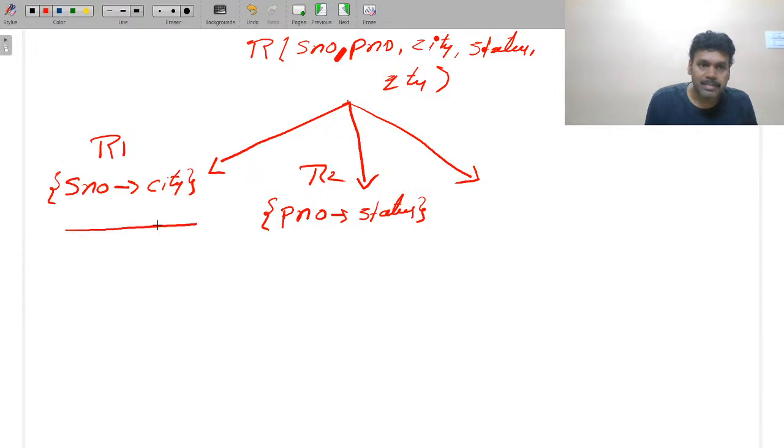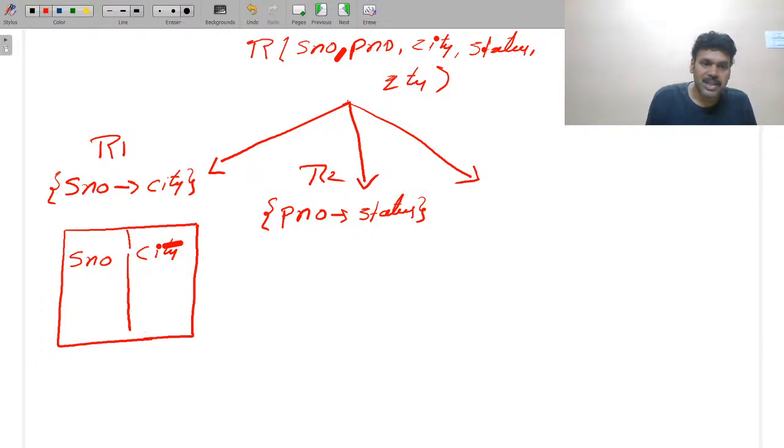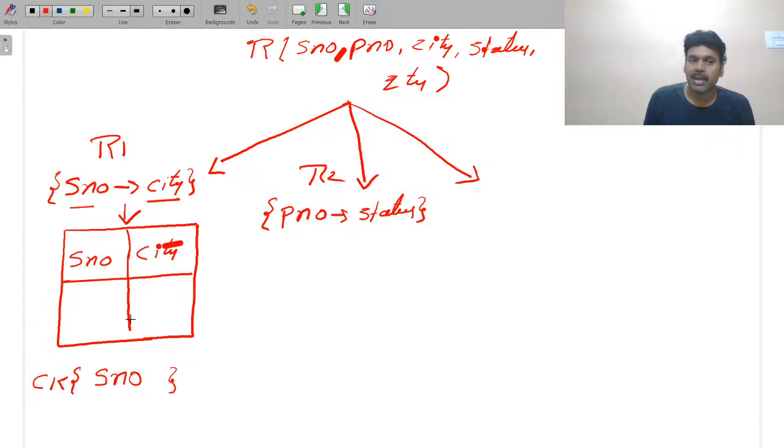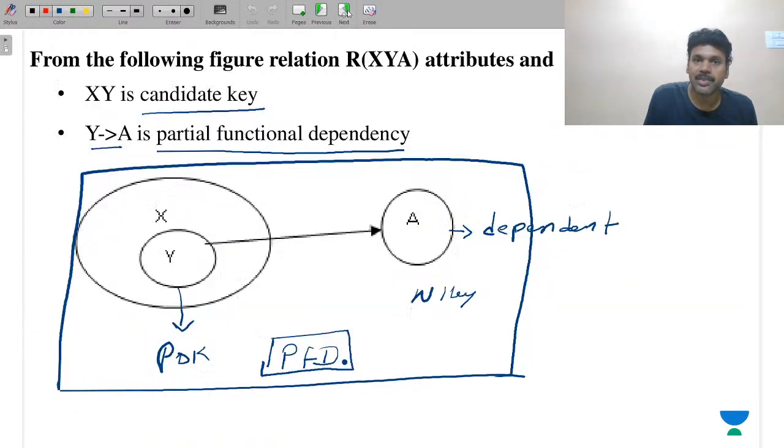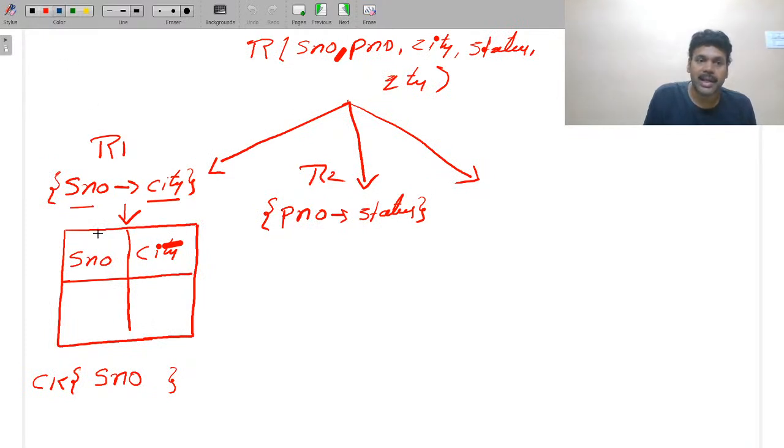I will show you. Look at this. Your R1 this time is S number, city, which has only two columns, friends, and the functional dependency is S number implies city only. In that case, the candidate key of your R1, with only two columns SNO and city, and S number implies city, is what? Only SNO. Now, as it is a candidate key, let us post the data of the previous: S1, S1, S1, S4. Please observe, friends. I am writing the data in S1.